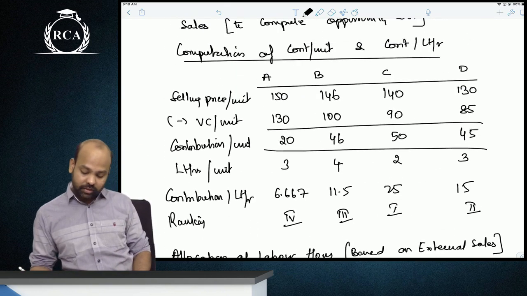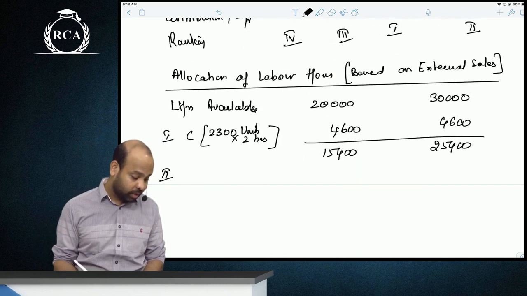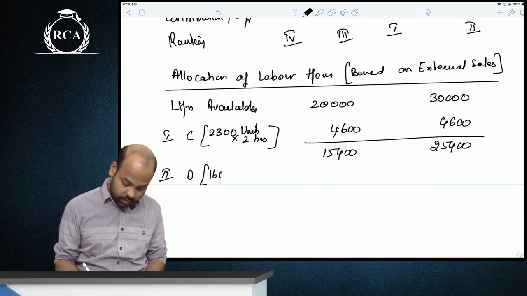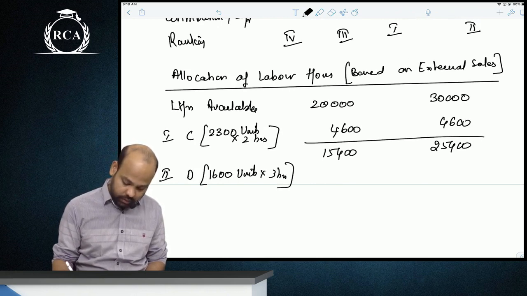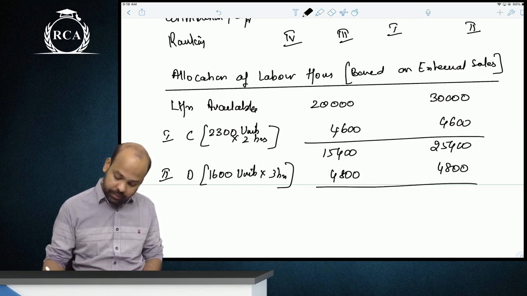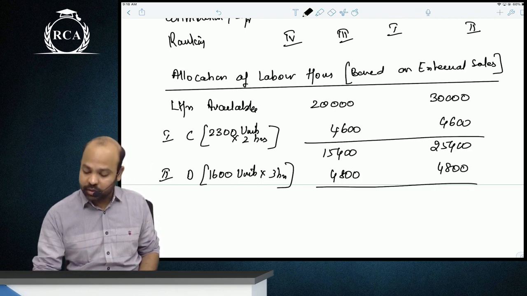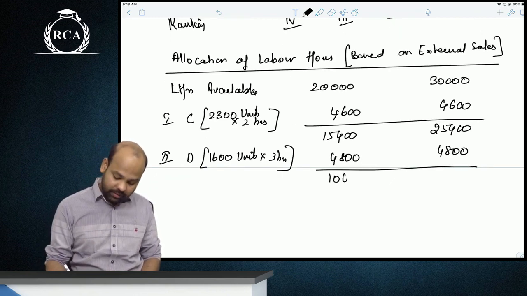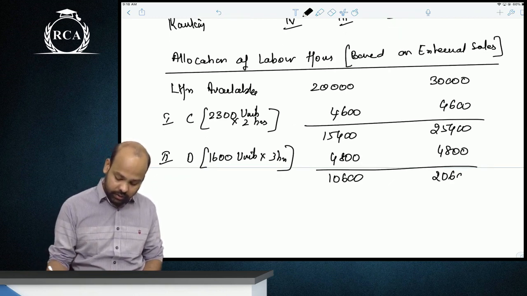The next preference, beta, is given to product D, guys. Product D, 1,600 units into 3 hours, 4,800. So that will leave us with 10,600 hours here and 20,600 hours.